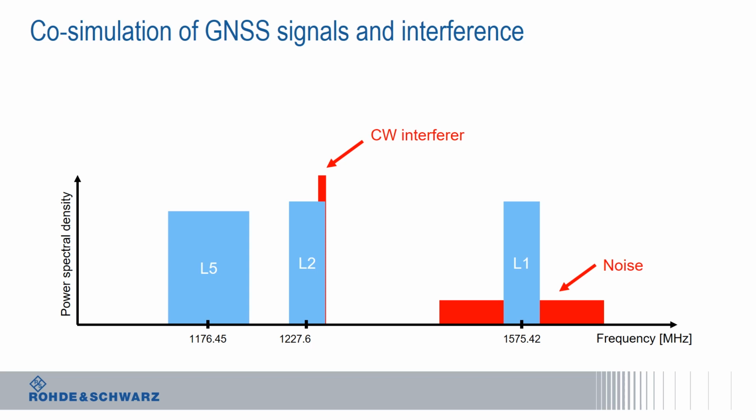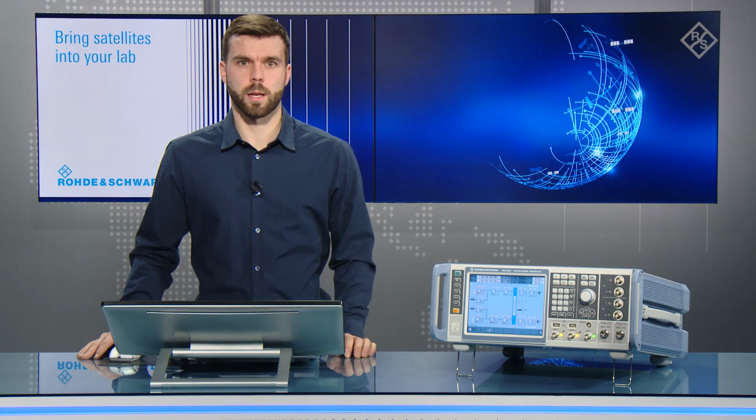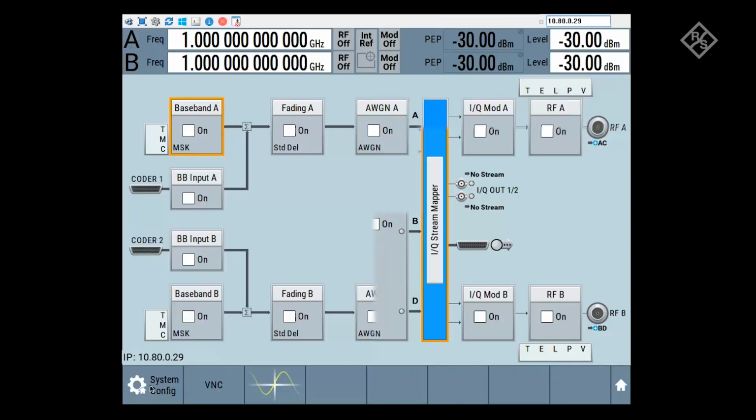In this video, I want to give an example on how to perform a multi-frequency GNSS simulation with multiple sources of interference. All we need for this is the Rohde and Schwarz SMW200A GNSS simulator. So let's get started. First, I'll put the SMW into the dedicated GNSS advanced mode to make it a little bit easier to work with.